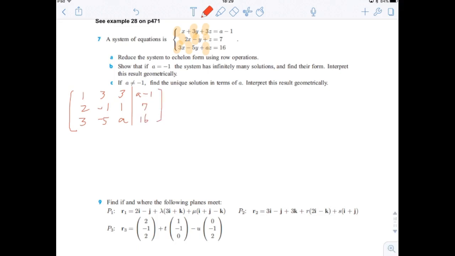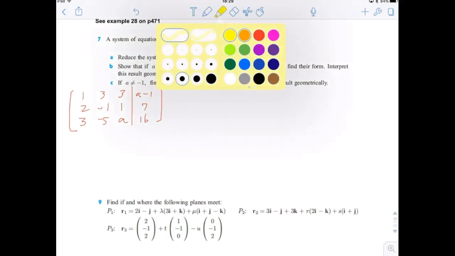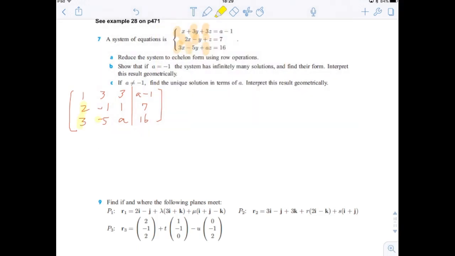Okay? All right. Now, we're going to take this augmented matrix form that I just wrote, and we're going to change it to echelon form by doing row operations. So basically, we want to eliminate these bottom three numbers. The way we're going to eliminate the bottom three numbers is we are going to take the top row and multiply it by -2, and then add it to the second row.